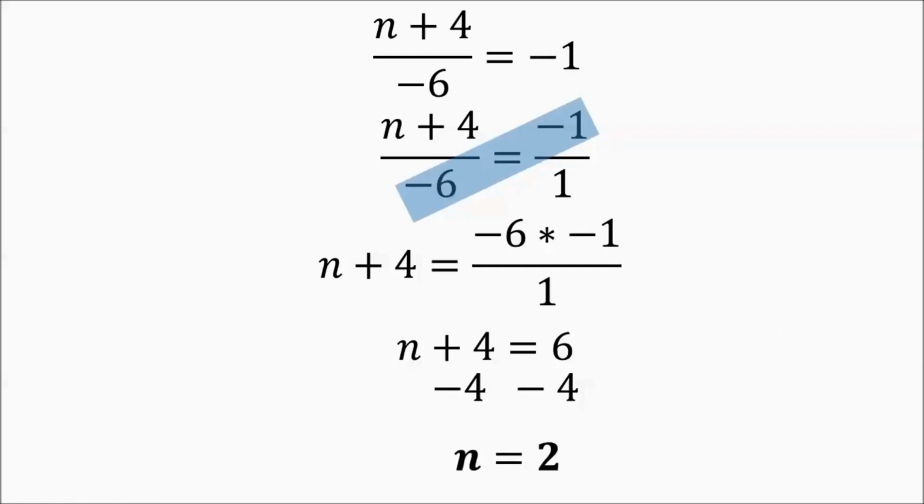If you plug 2 back up top, 2 plus 4 is 6. 6 over negative 6 is negative 1. So it does work out. You'll always want to double check if your answer works out back in the original problem.